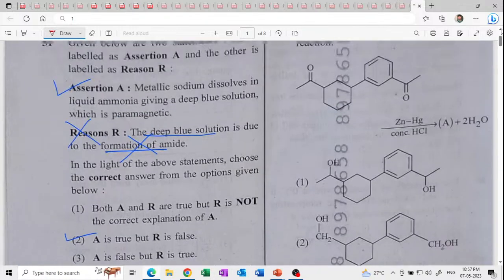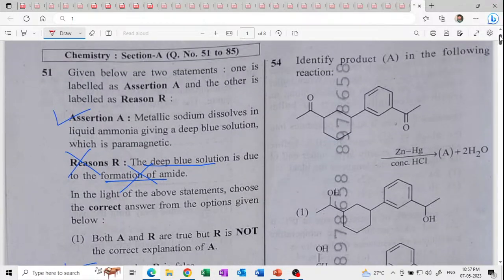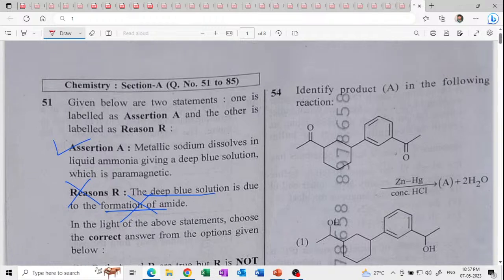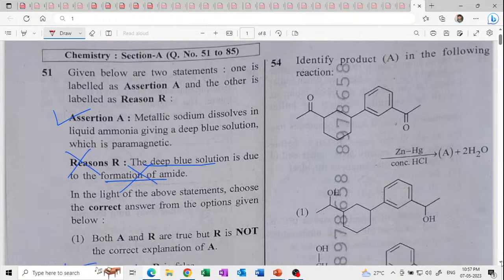Next question: identify the product in the following reaction. Zinc amalgam and concentrated HCl: this is the Clemmensen reduction. It reduces the C double bond O group into a CH2 group.